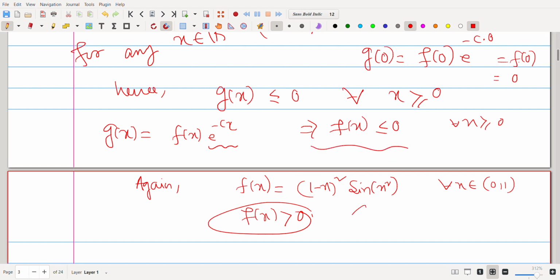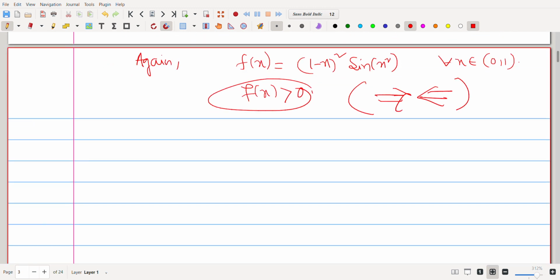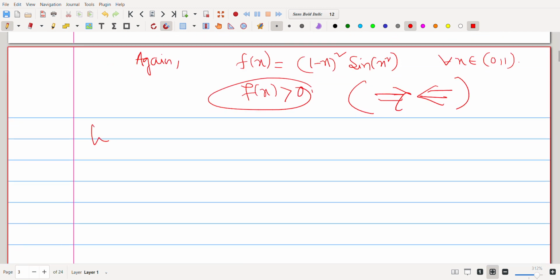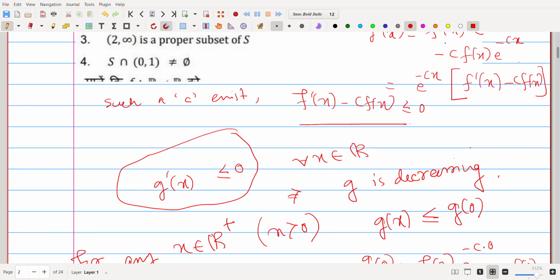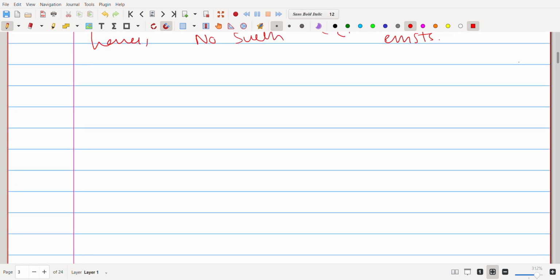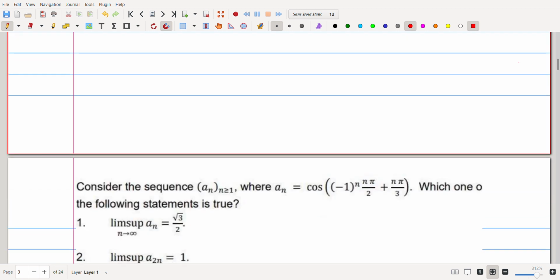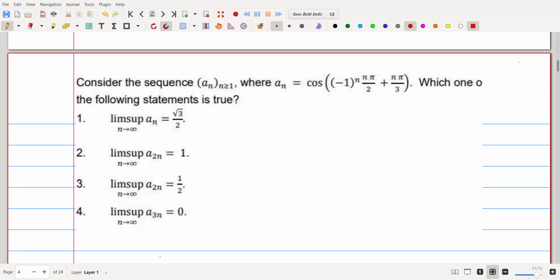Hence this condition is wrong. That is a contradiction. So this will imply that no such c exists. Hence no such c exists, right? No such c exists. That means S is empty. Okay, so this is a nice problem, a very conceptual problem. Okay, move to the next one.